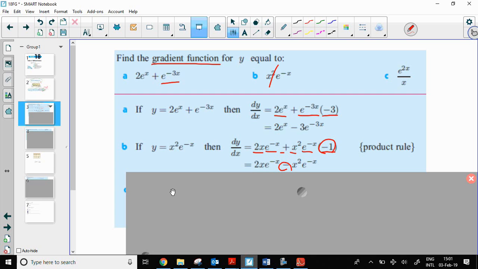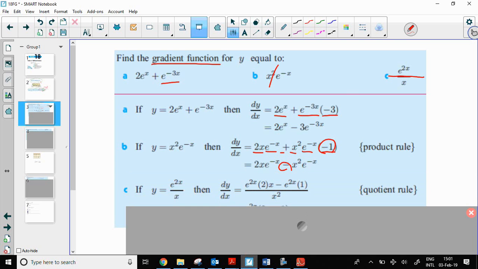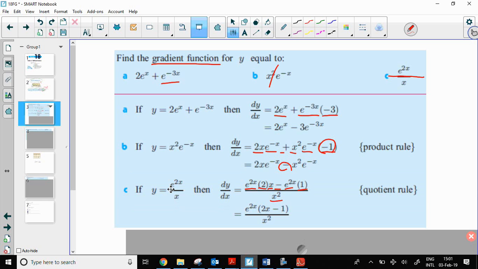Third example, we've got a quotient now. So low-d high, high-d low, draw the line, square the low. Here it is. It's x times the derivative of e to the 2x, which is e to the 2x times the derivative of 2x. That's our chain rule. So we multiply by 2 minus e to the 2x times the derivative of x, which is just 1, all divided by x squared. I would just leave it like that. If you want to factor out the e to the 2x, that's cool. But, you know, whatever.